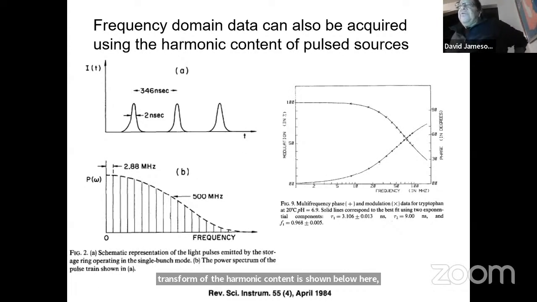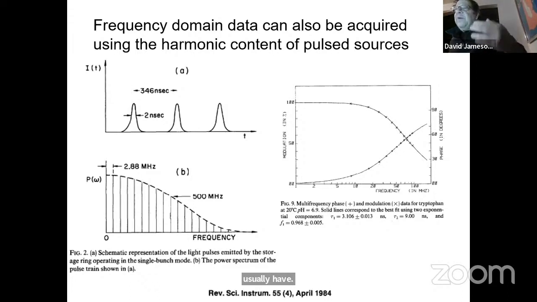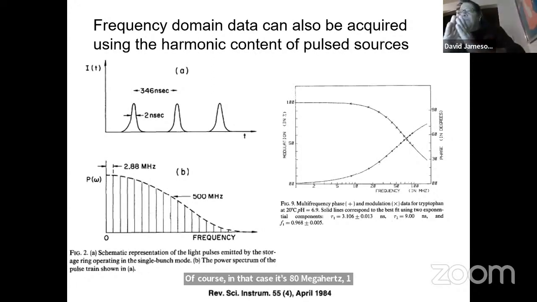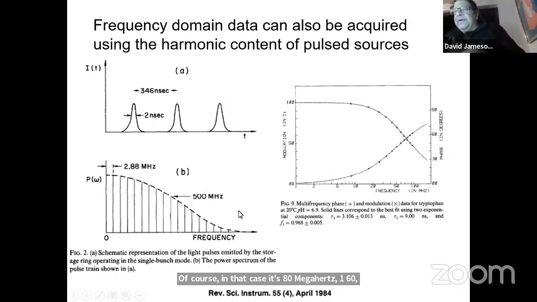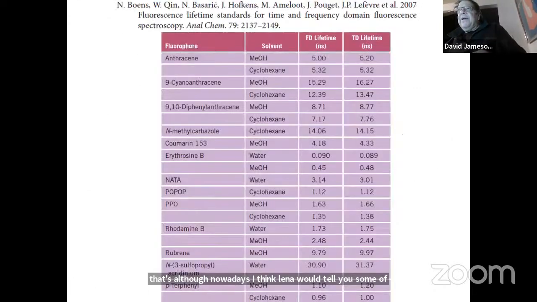And in fact, that's what you do if you do frequency domain with 2-photon excitation. You usually have a Ti-sapphire laser, for example, 80 megahertz, but you can do the harmonic content. Of course, in that case, it's 80 megahertz, 160 megahertz, 240. You don't have all the frequencies you would get where you can easily do it in cuvettes. Although nowadays, I think Lena will tell you some of their instruments, you have different frequencies.